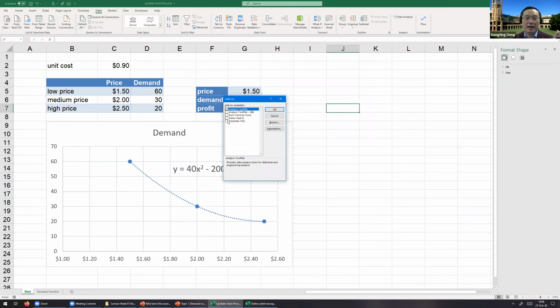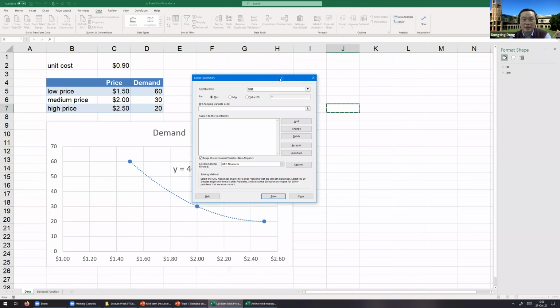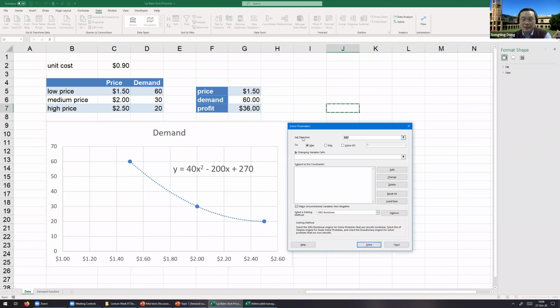Excel add-in. This time we don't need Real Statistics. We just need this Solver add-in. Click OK, and we have the Solver over here. Solver says, first, set the objective. The objective is profit, total profit, and I want to maximize, not minimize.